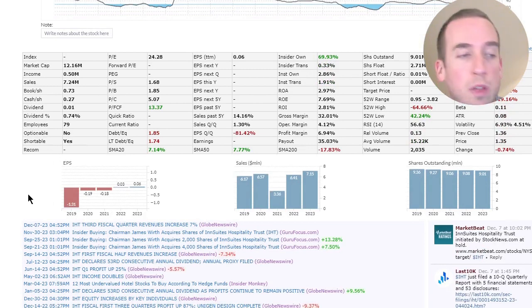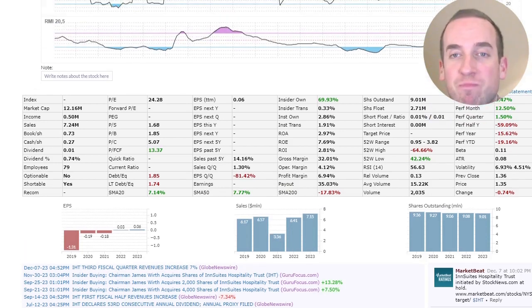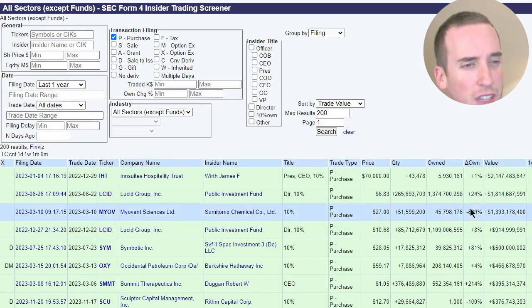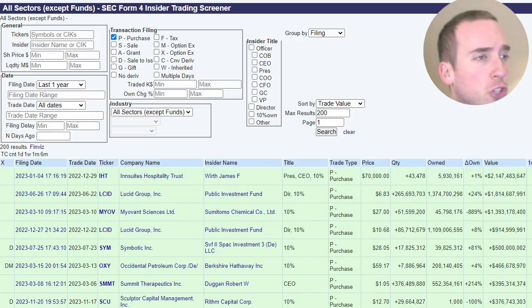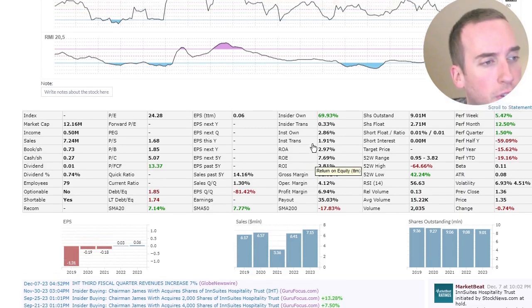Also, this is beautiful as well because they started out negative 1.31, negative 0.19, negative 0.18, positive 0.03, positive 0.06. So it went like this. Whoop. This is going like this. So they're profitable. Interesting. Interesting. Okay, so they said the CEO bought 2 billion. I don't understand where they're getting 2 billion, but we'll look further.